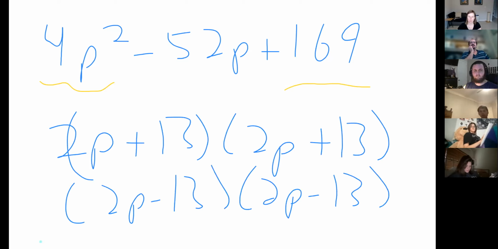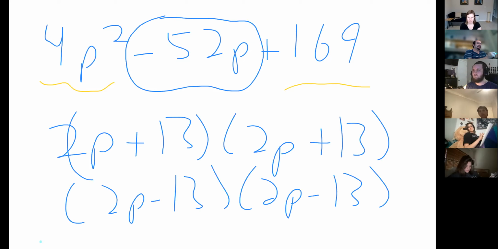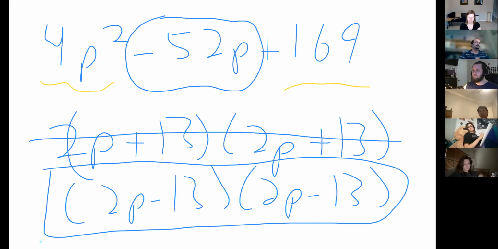Which one is it and how do we know? It's the subtraction sign right there. So which one of these would it be then? The bottom one. It has to be this one, right? And we suspect it's this one. They could have just given us something weird.